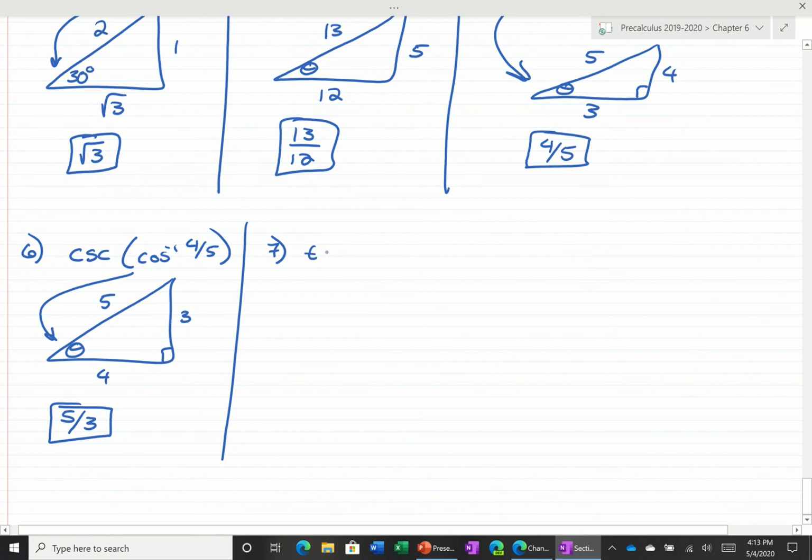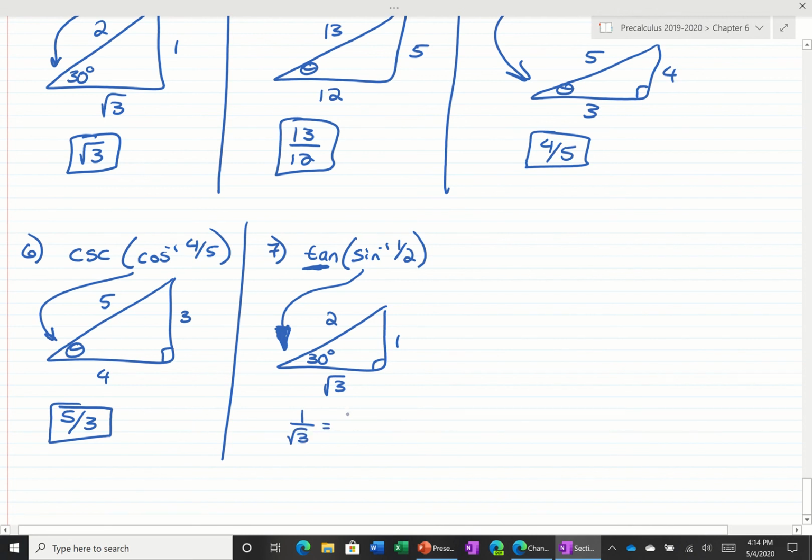Number 7, it's asking us what's the tangent of the inverse sine of 1/2. So let's use this to draw our angle. The sine of 1/2 would be 1 over 2. This has to be root 3, and we know that that's a 30, 60, 90-degree triangle. Doesn't really matter. The tangent of the angle we just drew would be 1 over root 3, which we should rationalize and make it root 3 over 3. The way that we rationalize, in case you forgot, is we multiply by root 3 over itself.